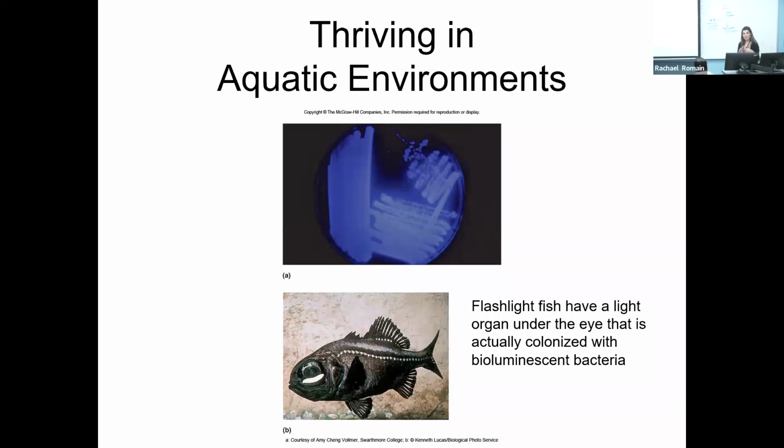Are they born with it? Or do they have to get it? So it gets colonized over time, but it's naturally going to be in the water and near them. So it will build up.